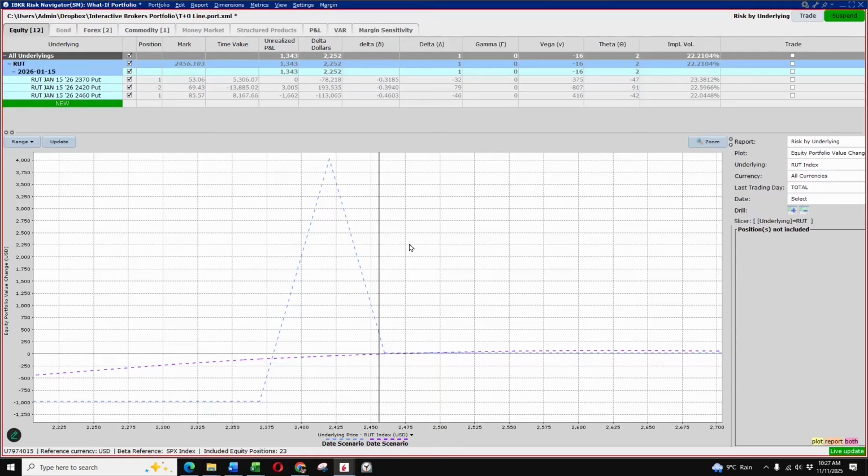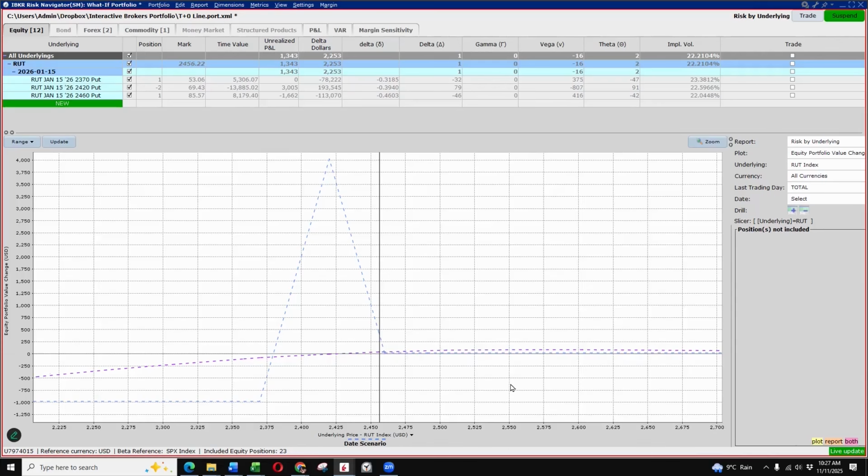What we can also do with any trade is change it to a T+7 or a T+14. So trade date plus 14 days. And that will give us a little bit of an insight into how the trade might look 14 days from now. So that's going to take into account time decay, but it's not going to take into account any changes in implied volatility. So let's have a look.